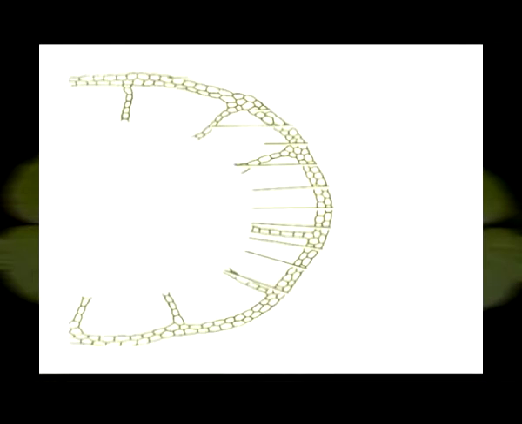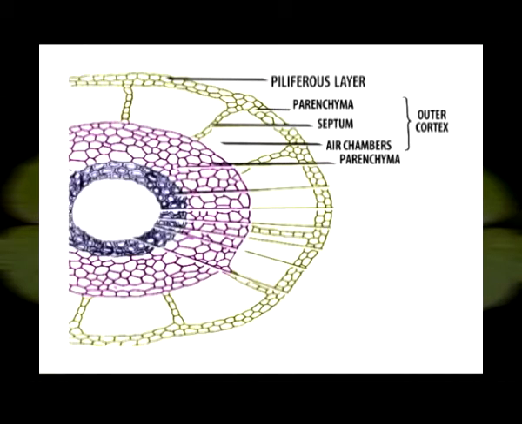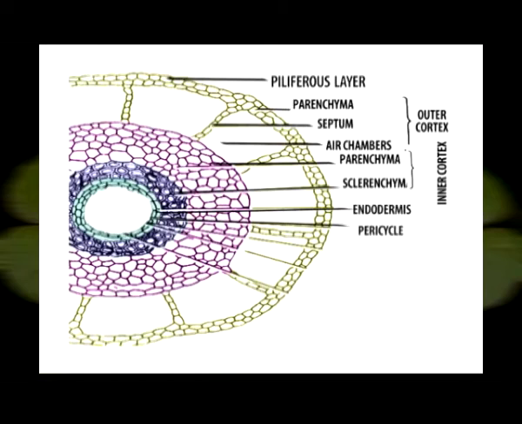Then when we cut a transverse section of the root, it shows the piliferous layer instead of epidermis, made up of compactly arranged biconvex cells. Beneath this piliferous layer, the cortex is made up of outer cortex and then inner cortex. The outer cortex is aerenchymatous. It consists of large air cavities or air chambers which are arranged in the form of a ring.